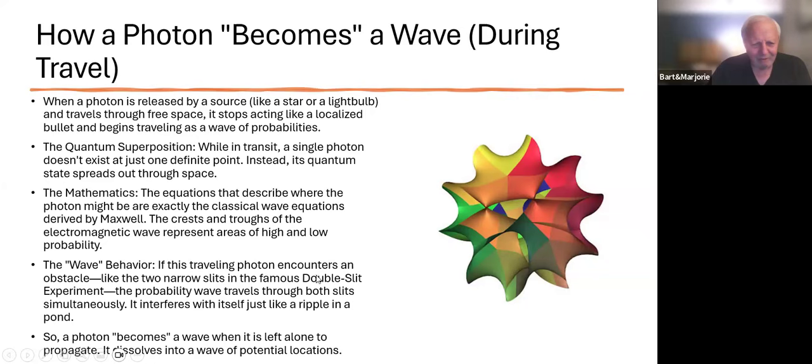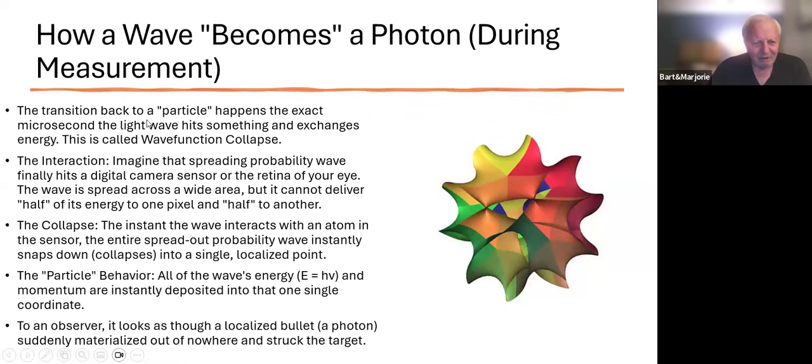So if this traveling photon encounters an obstacle, like the two narrow slits in the famous double slit experiment, the probability wave travels through both slits simultaneously. It interferes with itself, just like a ripple in a pond. So a photon becomes a wave when it is left alone to propagate. It dissolves into a wave of potential locations. The transition back to a particle happens the exact microsecond the light wave hits something and exchanges energy.